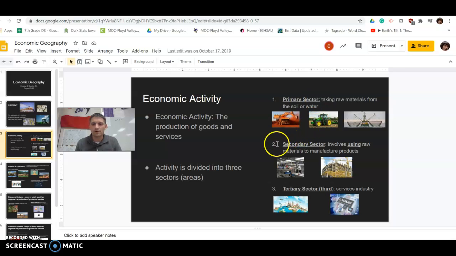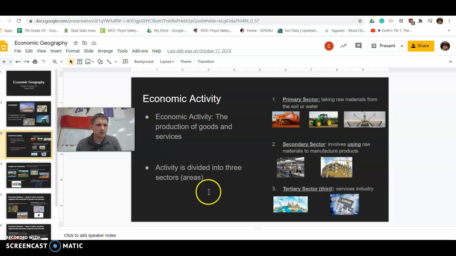They did the same thing for the secondary sector, which involves using raw materials to manufacture. We talked about what it means to manufacture, a symbol that could represent manufacturing, and different examples of what the manufacturing process looks like. And then finally is the tertiary sector, or the third sector of economic activity, which is services. We drew a symbol that would represent services and different examples of service industries, which you'll find all over the place, even just throughout your basic towns where you go and buy goods, or you get school assignments from teachers. Teachers are a part of the service industry.